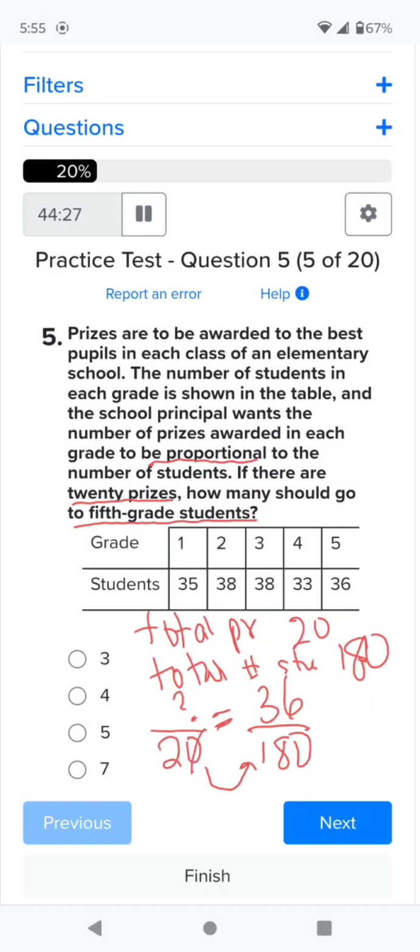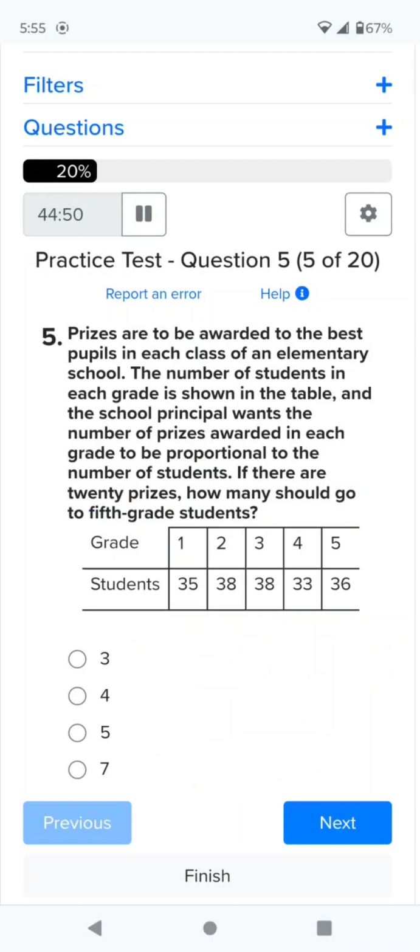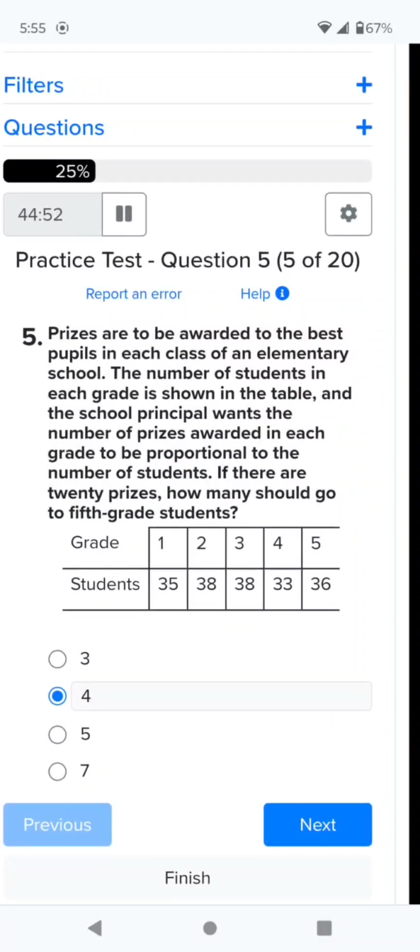You can cross off the zeros if you need to, because if you take a 0 away from one number, you can take a 0 away from the other number. So that means 2 times 9. And then what do I multiply times 9 to get 36? That would be 4. So let's mark that answer. See if we get it right.